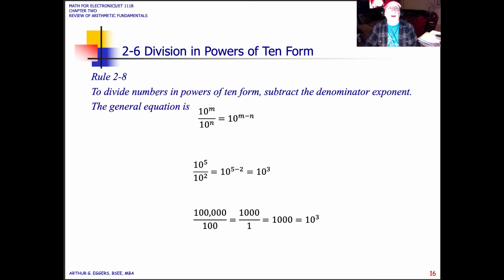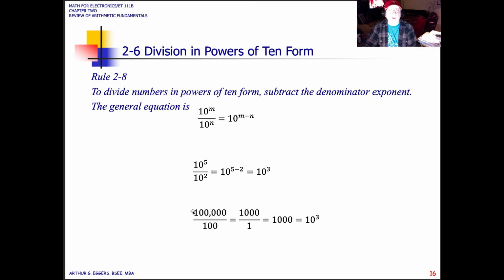Division, to divide numbers in powers of 10 form, subtract the denominator exponents. So in this case, we have 10 to the mth power over 10 to the nth power. We would merely move the value in the denominator into the numerator, subtract n from m. Okay, put some hard values here instead of these literals. We have 5 minus 2 equals 3.